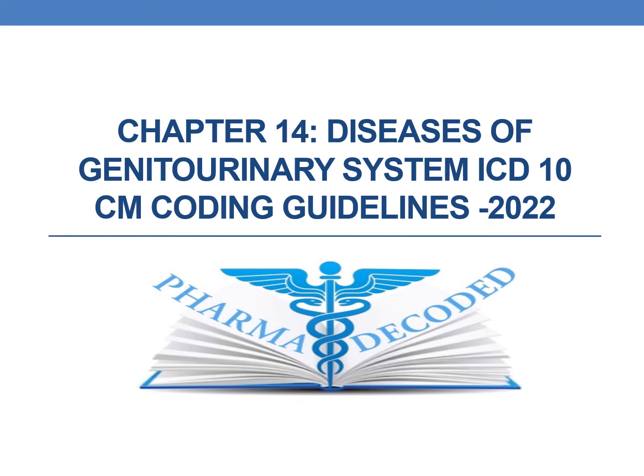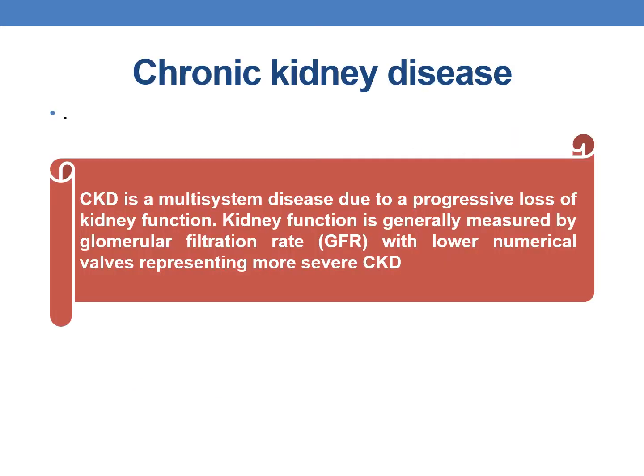Hello everyone, in the current session let us discuss the coding guidelines of chapter 14, that is diseases of the genitourinary system. In chapter 14, only one topic is covered, that is chronic kidney disease. Let us discuss in detail the guidelines of chronic kidney disease coding.